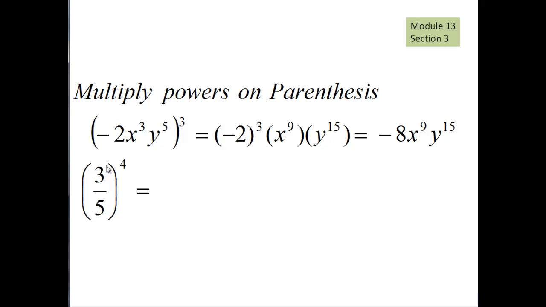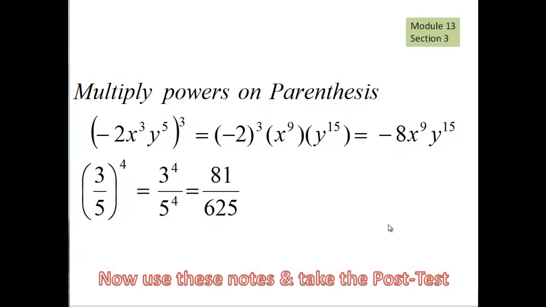Okay, this 4th power gets multiplied. There's a 1 right here, so it's 3. 1 times 4, so it's 3 to the 4th. And 1 power times 4 is 5 to the 4th, which makes 81 over 625. So it's 81 over 625. Now, that was the last one.